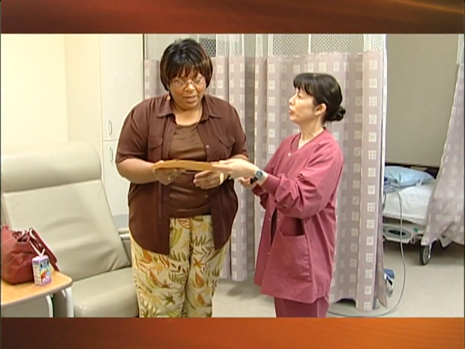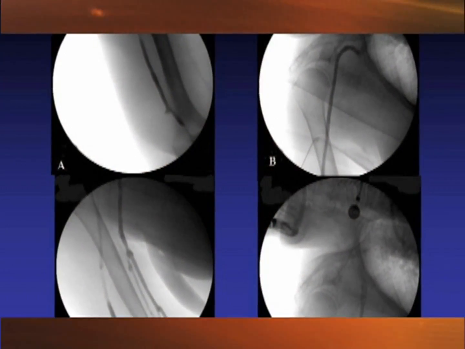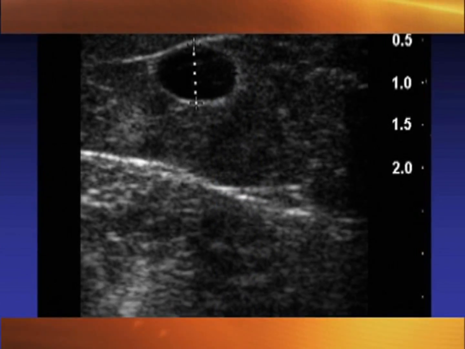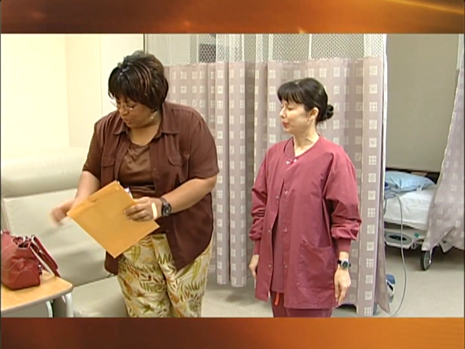After the vein mapping is done, we will give you copies of both the ultrasound and the venogram. You should take these with you when you see the surgeon. Our access coordinator can even make an appointment with the surgeon before you leave our facility.